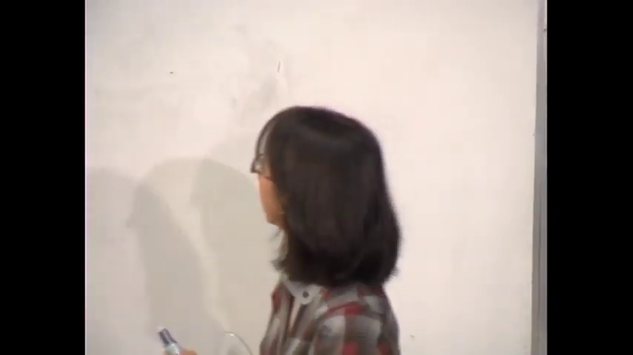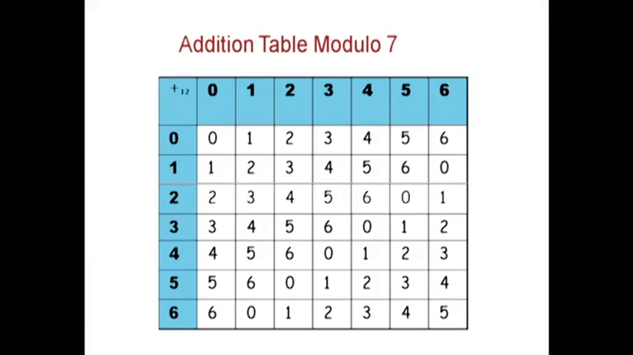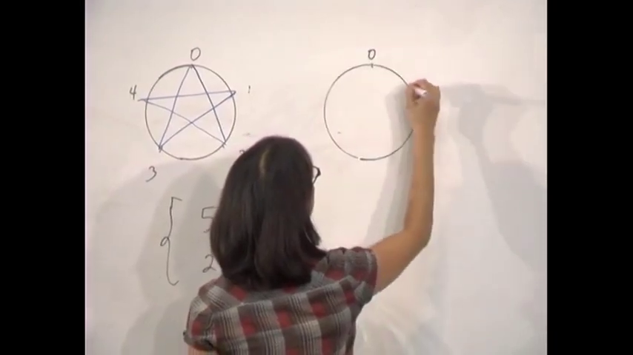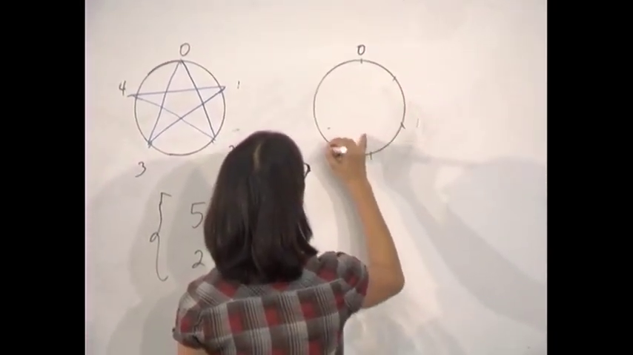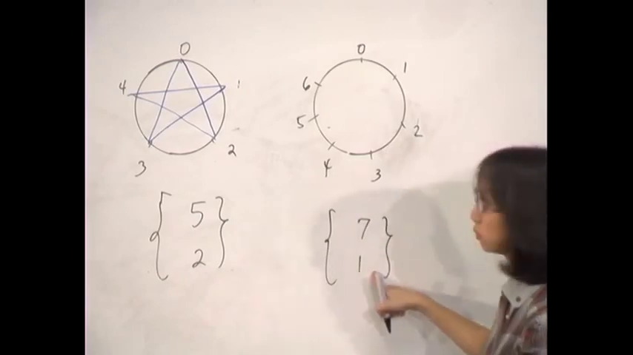Okay? All right. Actually, there's a simpler way of doing that. Let me show you another table. This is addition table modulo 7. All right. Let's do 7, 1. So I have to mark 7 points. 0, 1, 2, 3, 4, 5, 6. So to whom shall I connect 0? Okay. So we're doing 7, 1. Actually, all I need to do is to add 1.